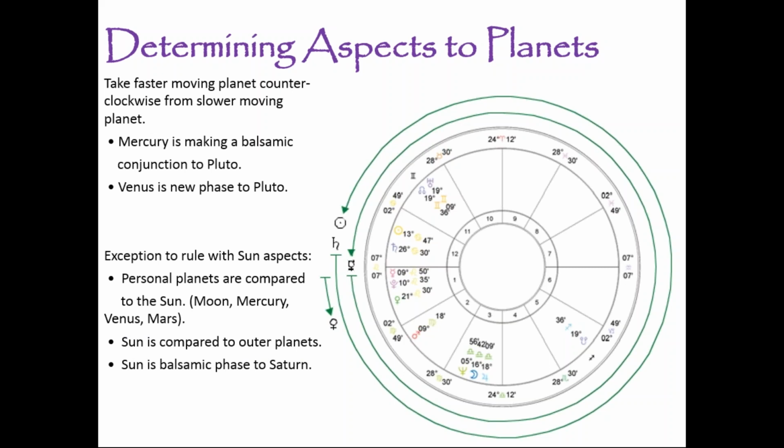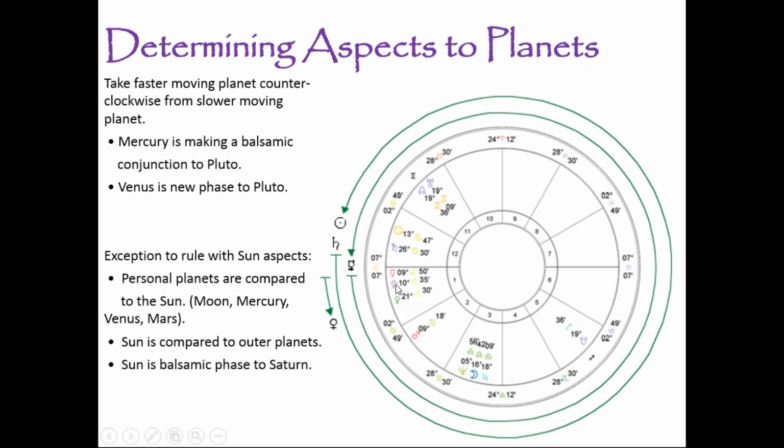Moon through Pluto, I compare faster to slower. Okay, just like it says right up here. But to give you a couple of examples, for instance, if we look at Mercury's relationship to Pluto right here, we're starting with Pluto and we go counterclockwise, moving through the signs and the houses till we get to Mercury. Mercury is making balsamic conjunction to Pluto.